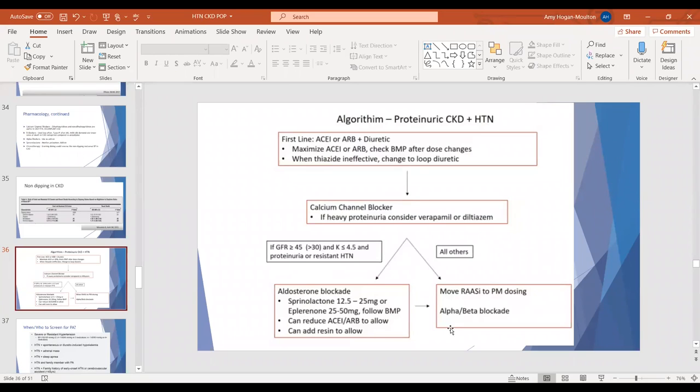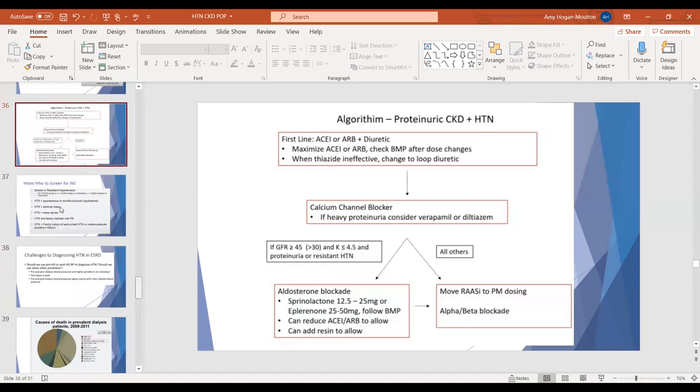I will tell you on the alpha blockade, it's down there, maybe fifth or sixth, as far as what drugs to add on. But it's very important to start low and go up because of the risk of orthostasis.